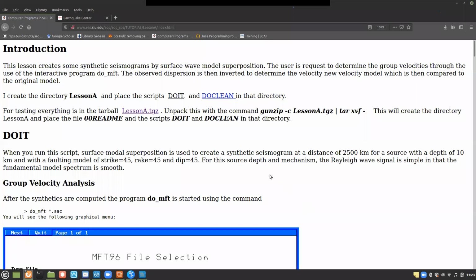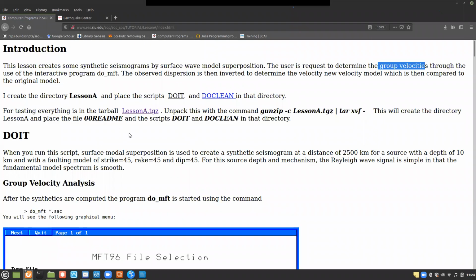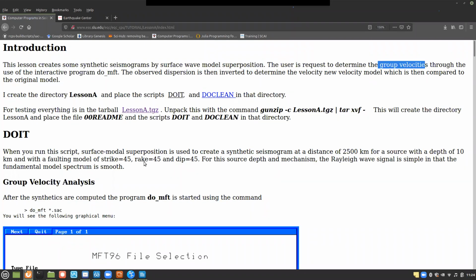We can use this dispersion information to investigate, say, the lithosphere. It says this lesson creates some synthetic seismogram by surface wave model superposition. So we're interested in group velocities. Just to go through the whole thing, I think you can read this later.